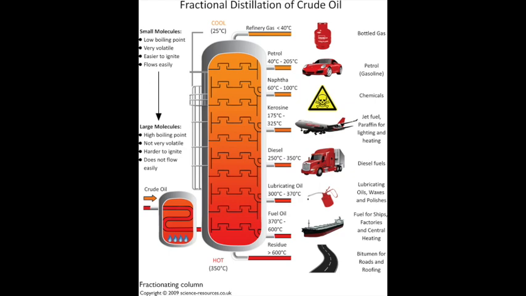in big vehicles. Then at a higher temperature, representing heavier hydrocarbons, we have lubricating oil and oil used in heating. And then at the end, the hydrocarbons formed at very high temperature, from 350 to 600 degrees, are the very heavy hydrocarbons, fuel oil and bitumen, used in ships and in construction, such as construction of roads and roofing.